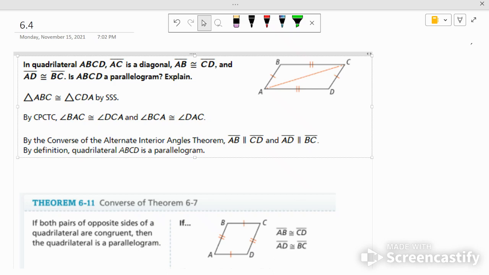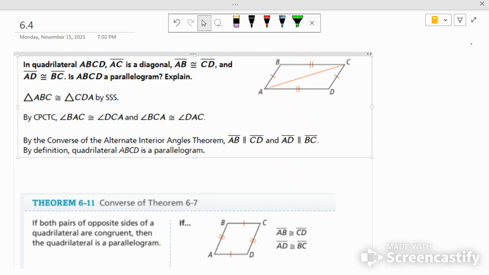If it's a parallelogram, then opposite sides are parallel, right? Now we're going backwards today. Now we have a four-sided figure. We have to figure out, is it a parallelogram? Well, if we have two pairs of opposite sides parallel, then we've got a parallelogram. If we have two pairs of opposite sides congruent, then we have a parallelogram. If we have opposite angles that are congruent, then we have a parallelogram.